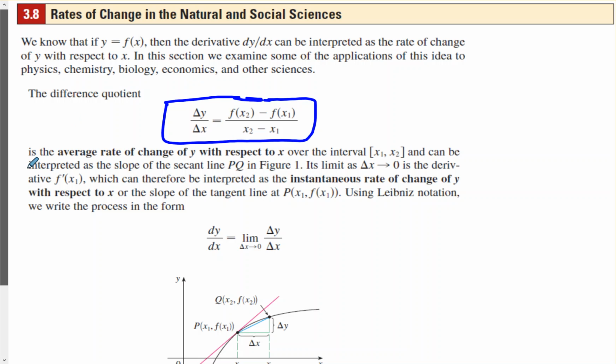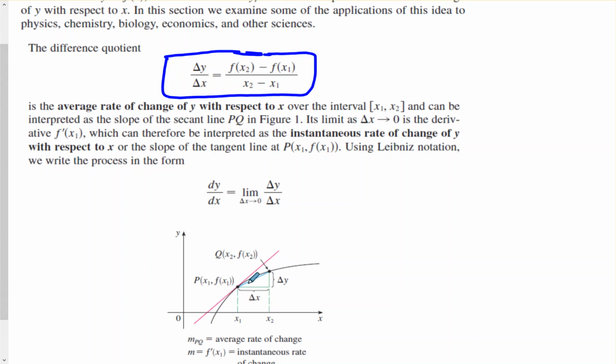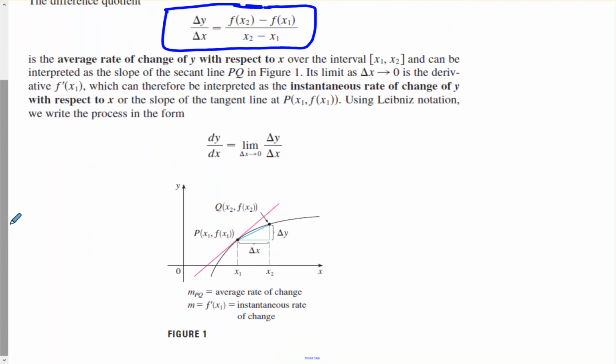You could think of it according to this diagram as the slope of the secant line, the one in blue here. And then if we take its limit as delta x approaches 0 for the derivative, this can be interpreted as the instantaneous rate of change of y with respect to x. That would be the slope of the tangent line in pink. Using Leibniz notation, dy/dx will be equal to the limit as delta x approaches 0.